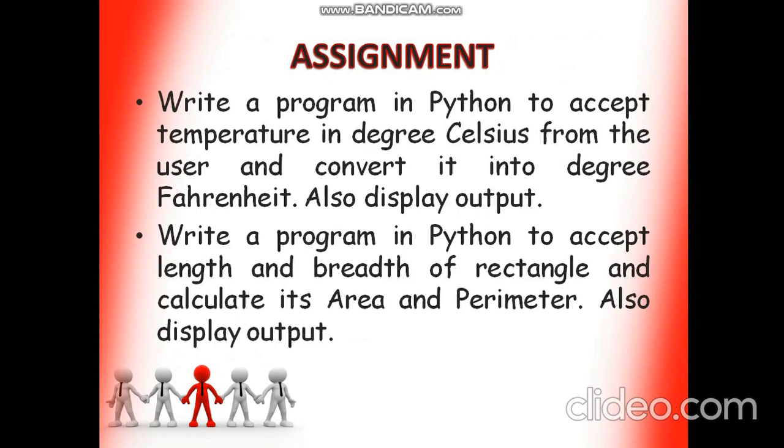Now dear students, here I am giving you one assignment in which I am giving you two programs to write. The first program is to write a program in Python to accept temperature in degrees Celsius from the user and convert it into degrees Fahrenheit, also display the output. Second, write a program in Python to accept the length and breadth of a rectangle and calculate its area and perimeter, also display the output. And dear students, if you find any difficulty in these programs, you can ask me when I come in the next session.